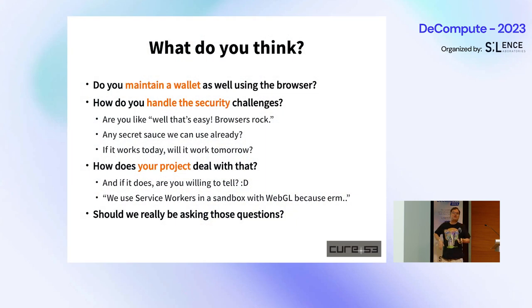So I'm wondering, what can we do to move away from the terrible framework that the browser is and build something better? And I'm wondering, is anyone here maintaining a wallet that uses the browser, via an add-on or as a web application itself or some other means? Yes. How do you handle that? Because my understanding is that it's really, really hard and that you have to go so many extra miles. How do you do this?